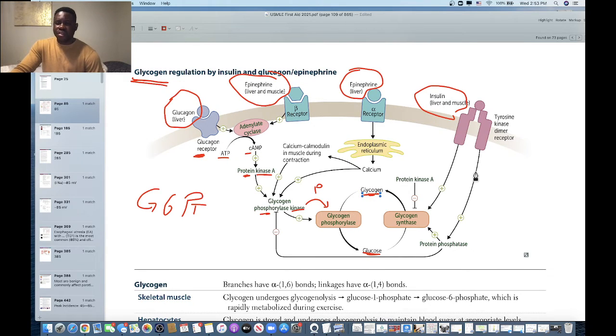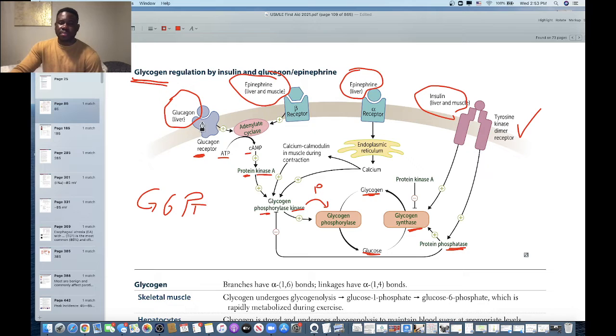Conversely, when you have excess insulin, or you have insulin in the body, what the insulin does is that it binds to the tyrosine receptor. That's the receptor tyrosine kinase, right? Insulin will bind to the tyrosine receptor, and then it will also activate protein phosphatase. And we said phosphatases remove phosphate. But this protein phosphatase will stimulate glycogen synthase, so that glycogen synthase will be making glycogen. So insulin helps us to make glycogen, whilst glucagon helps us to break down the glycogen.